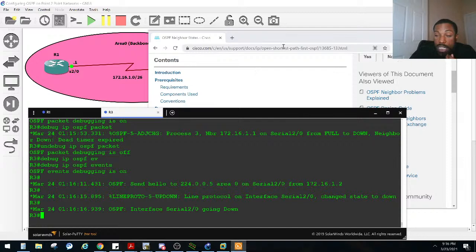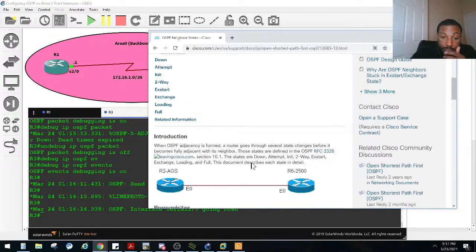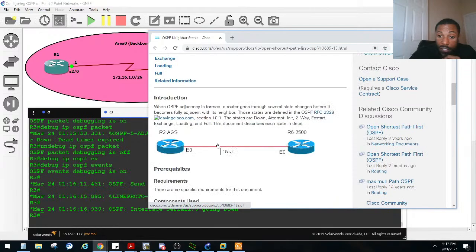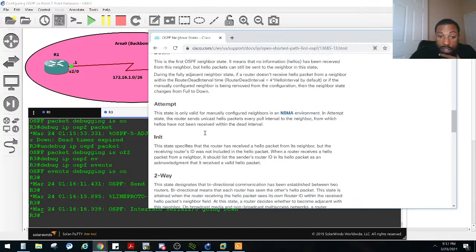Again, that document is in the chat in case you want to see those states. Remember, this is the states before they become neighbors. First, they consider the neighbor down. Before you even meet him, he considers him down, right? Then he makes an attempt to become a neighbor. Init, two-way, exstart, exchange, loading, and then become full. Once it's full, that's how you know they become neighbors, right? They don't necessarily have to be in full, though. Because if it's not a designated router, it's not going to be full.